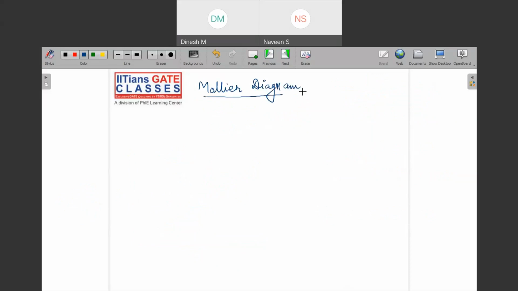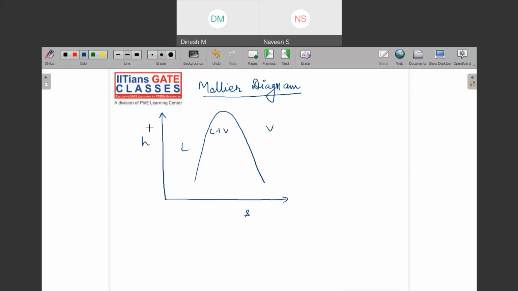Okay. So what is this diagram drawn on, which scale? On HS. So this is an HS diagram. Here again you will have a liquid region, a vapor region, and a liquid plus vapor region. What we are trying to do here is draw some constant pressure lines.